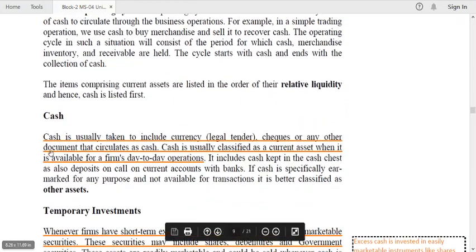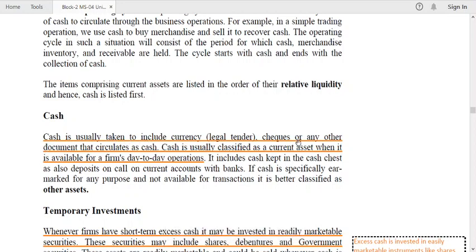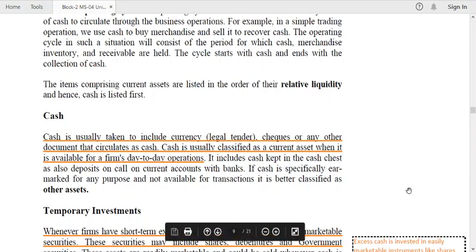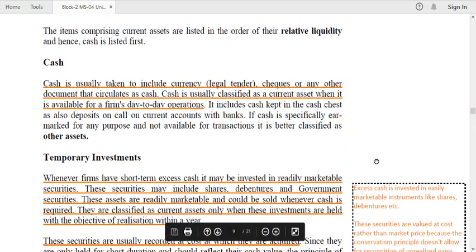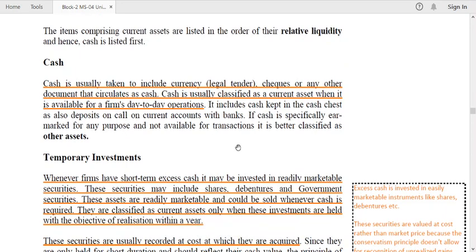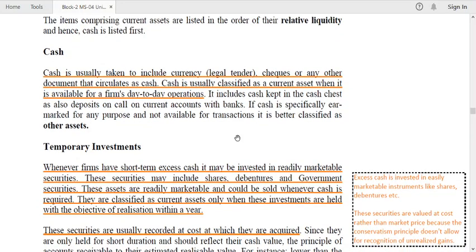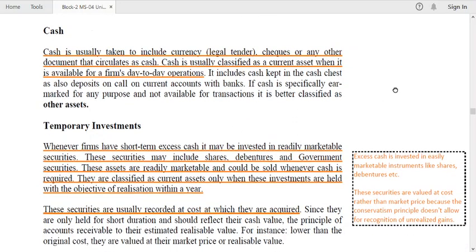Yes. Now, examples or types. Cash. Cash is usually taken to include currency, checks, or any other document that circulates as cash, DD also. Cash is usually classified as a current asset when it is available for a firm's day-to-day operation. Cash is a current asset. Cash can include check and DD also, or any other legal tender.